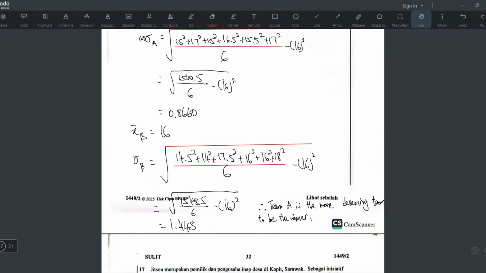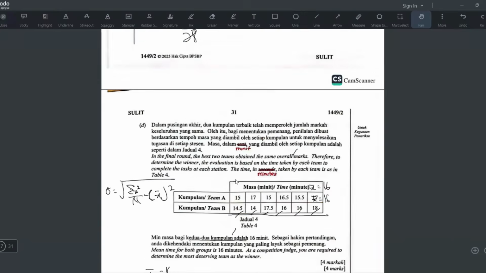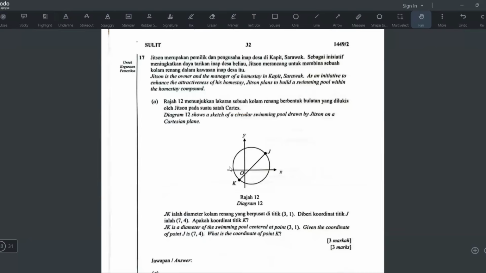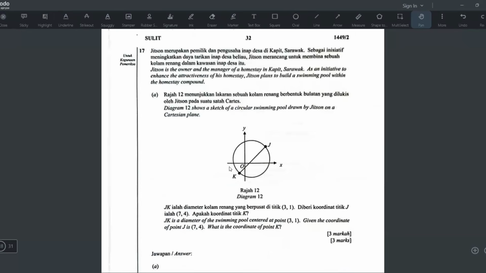Okay, but for this question, I'll just leave it like this. Okay, all right, that's all. Done. Okay, let's move on to our last question, 17.